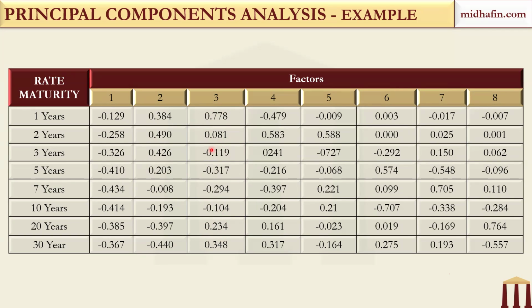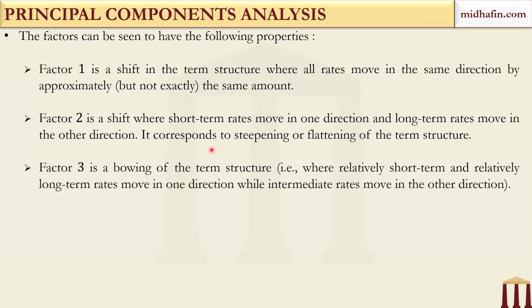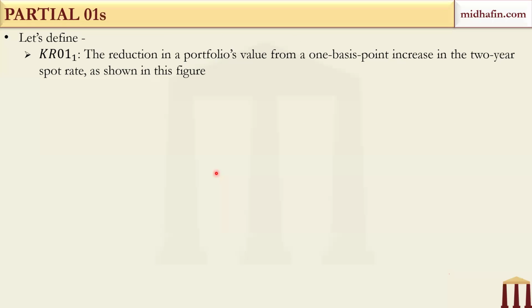Okay, but the medium-term rates are moving in another direction. That's the takeaway. So here the same thing has been explained, a bow-like structure, which is called a butterfly structure. Now let's talk about partial 01s.